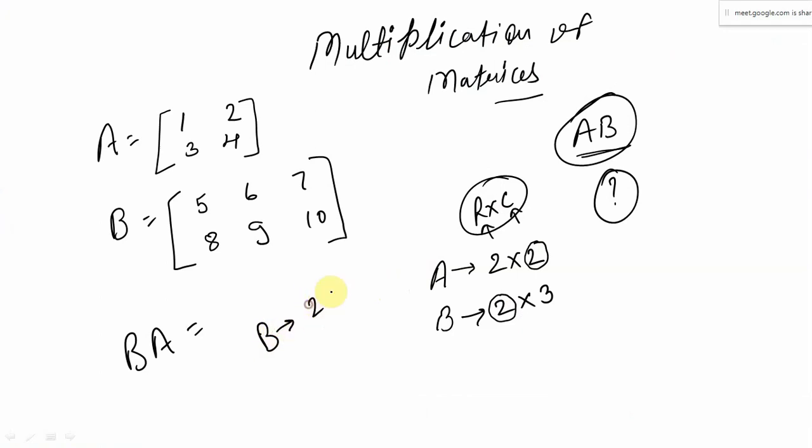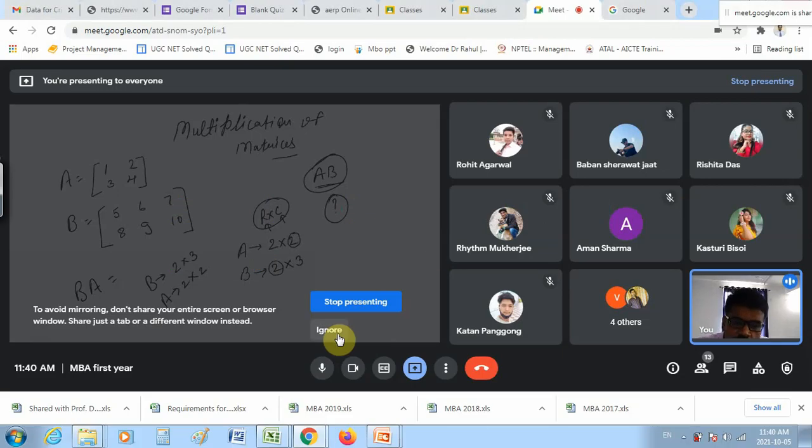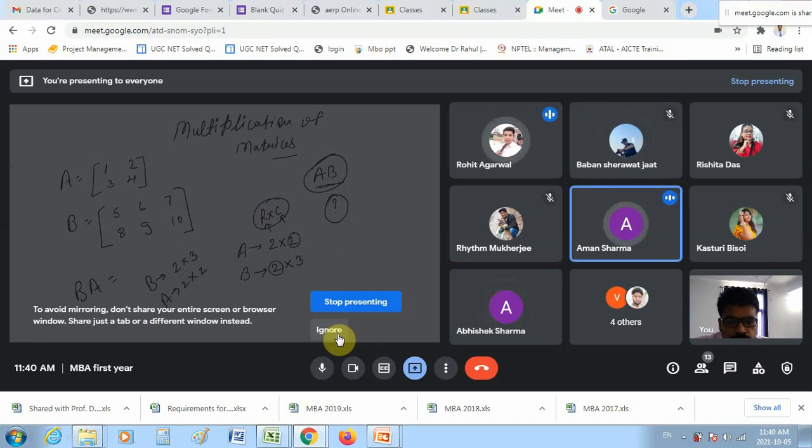Sir, order of B is 2 cross 3. What is the order of A? Sir, it is 2 cross 2. Now tell me, BA is possible or not? No, sir. Everybody is saying no, sir.